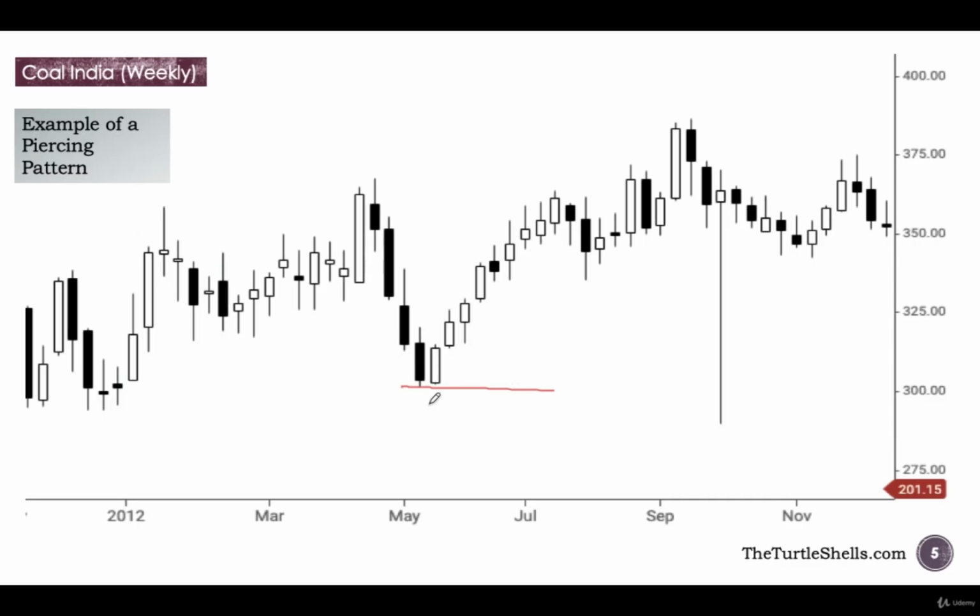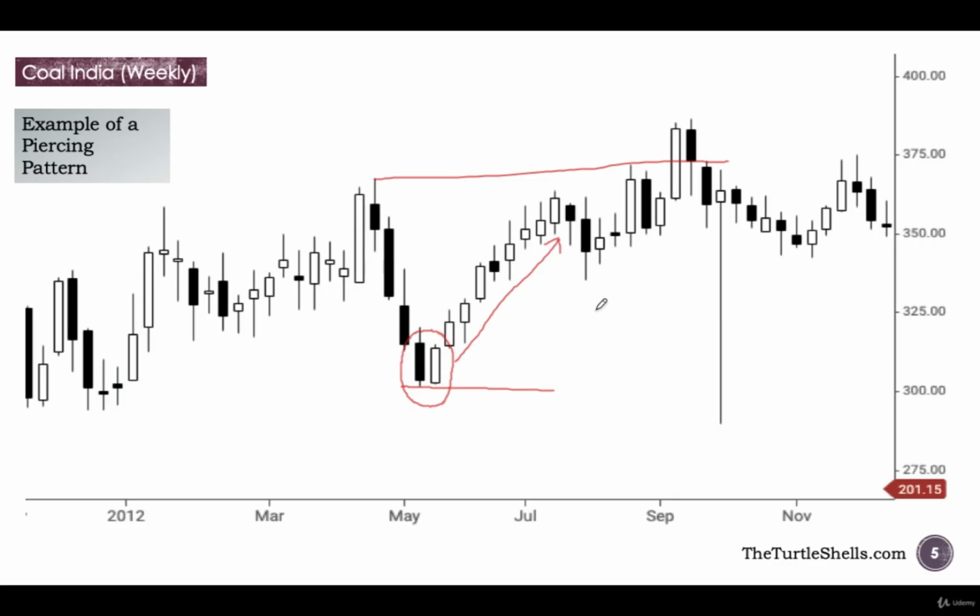Some people who have half knowledge about candlesticks might look at this pattern and say, oh, it is not a bullish engulfing pattern, so I am not going to take this trade. But they are missing out on this rally because they do not know what a piercing pattern is. But now we know what a piercing pattern is, so we can use that knowledge, take the trade and profit from it.